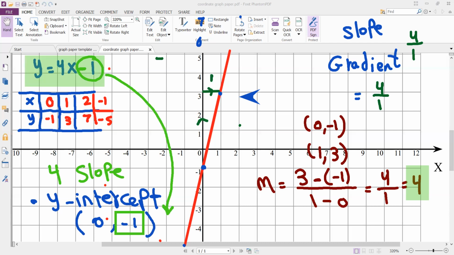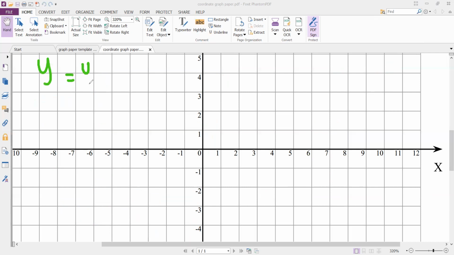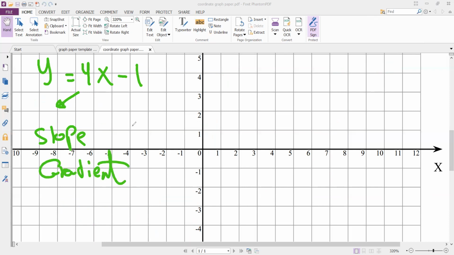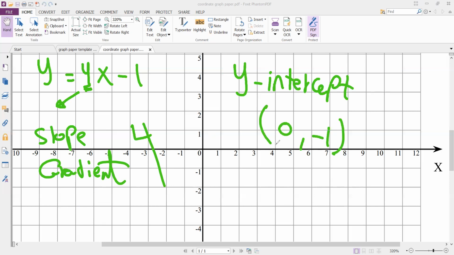So if the equation is y equals 4x -1, we can get the slope directly. What is the slope, or the gradient, without graphing? The gradient is 4, without graphing and without taking points. And what is the y-intercept? The y-intercept is 0 and -1. That's the point of intersection between the line and the y-axis. Did you get it?